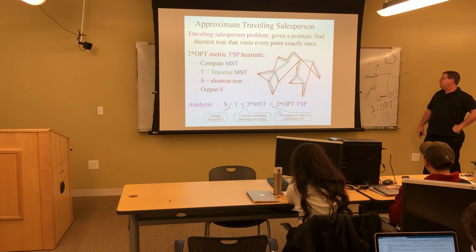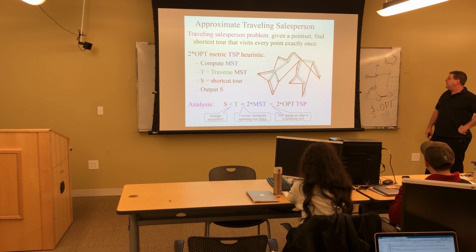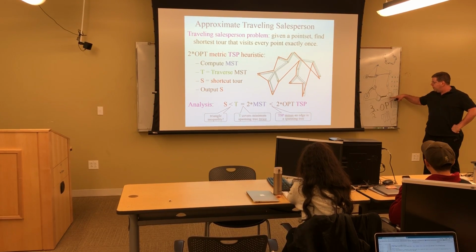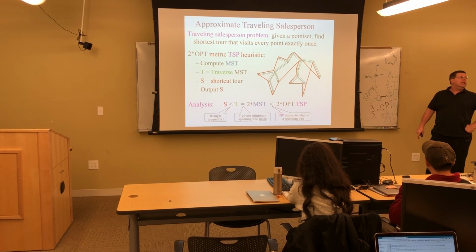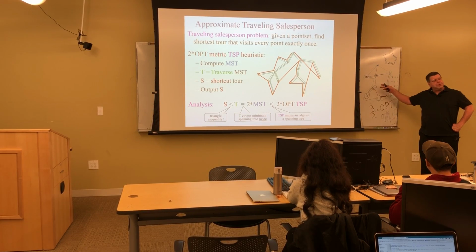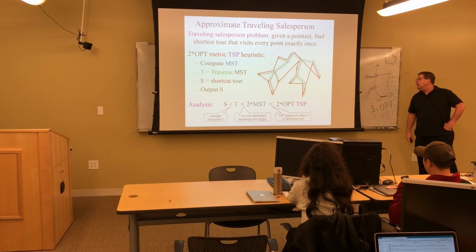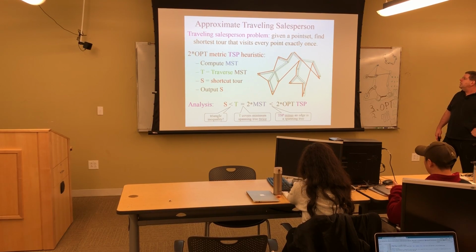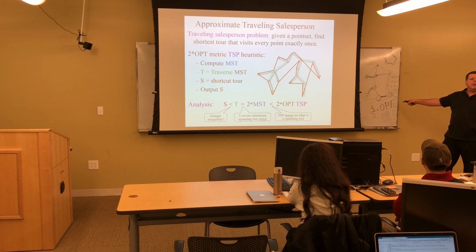And for almost 20 years after that, nobody knew if there exists a better than 3/2 optimal solution to Euclidean or metric TSP. And in 1996 or so, Arora showed that those solutions are arbitrarily close to optimal.